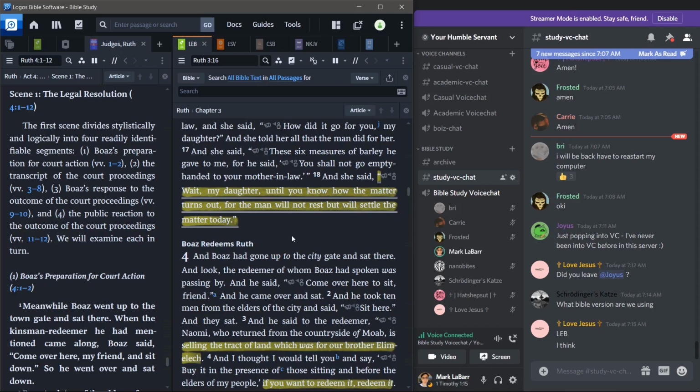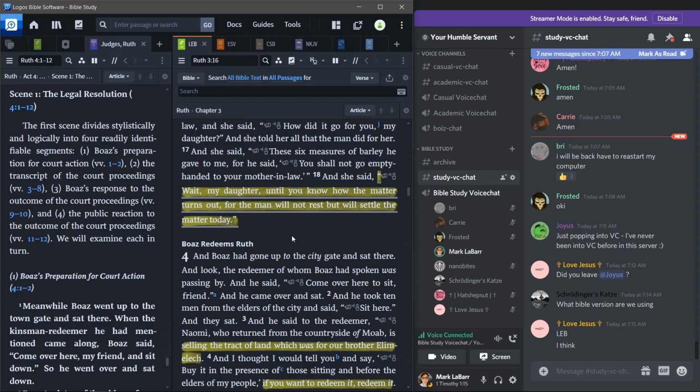And this urgency is ended with verse 18 there, and we see this huge cliffhanger, which we left off at last week. So Naomi says, "Wait, my daughter, until you know how the matter turns out, for the man will not rest, but will settle the matter today." So we get this urgency, we get this suspense.